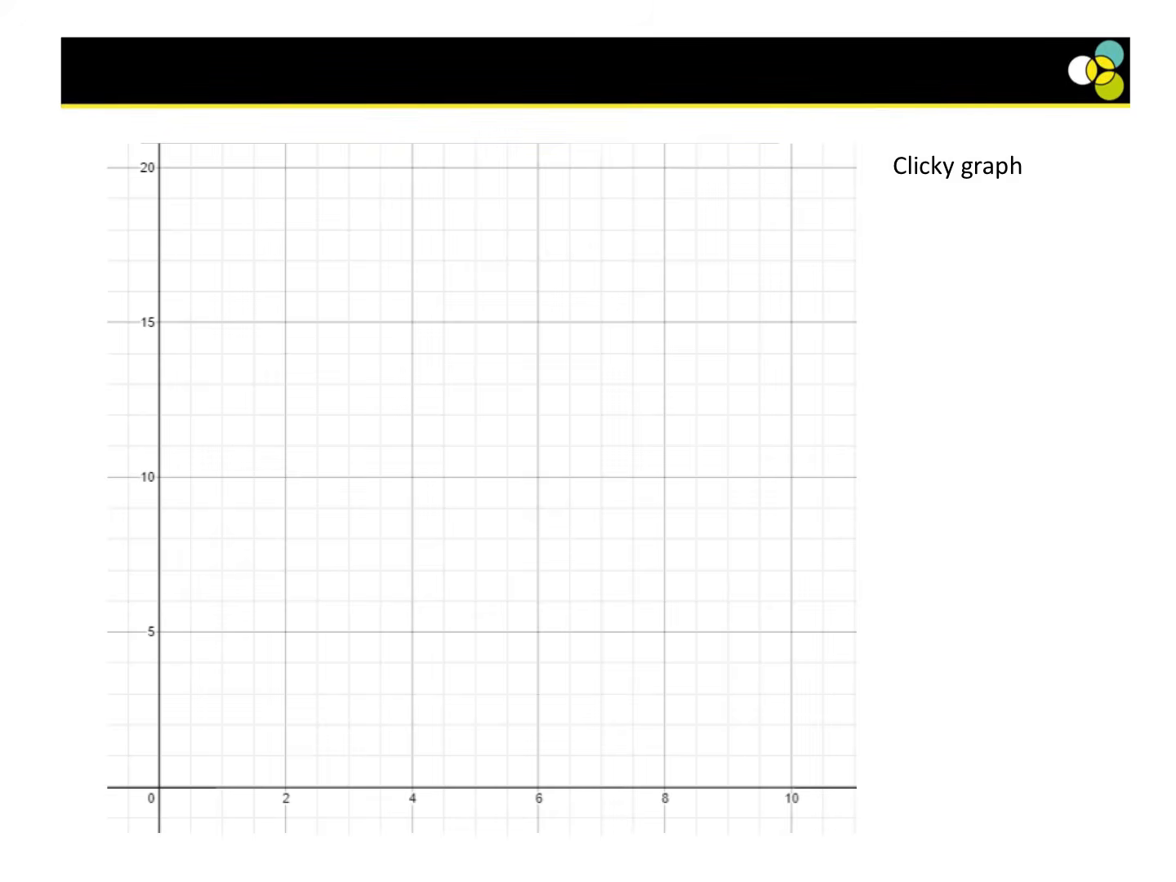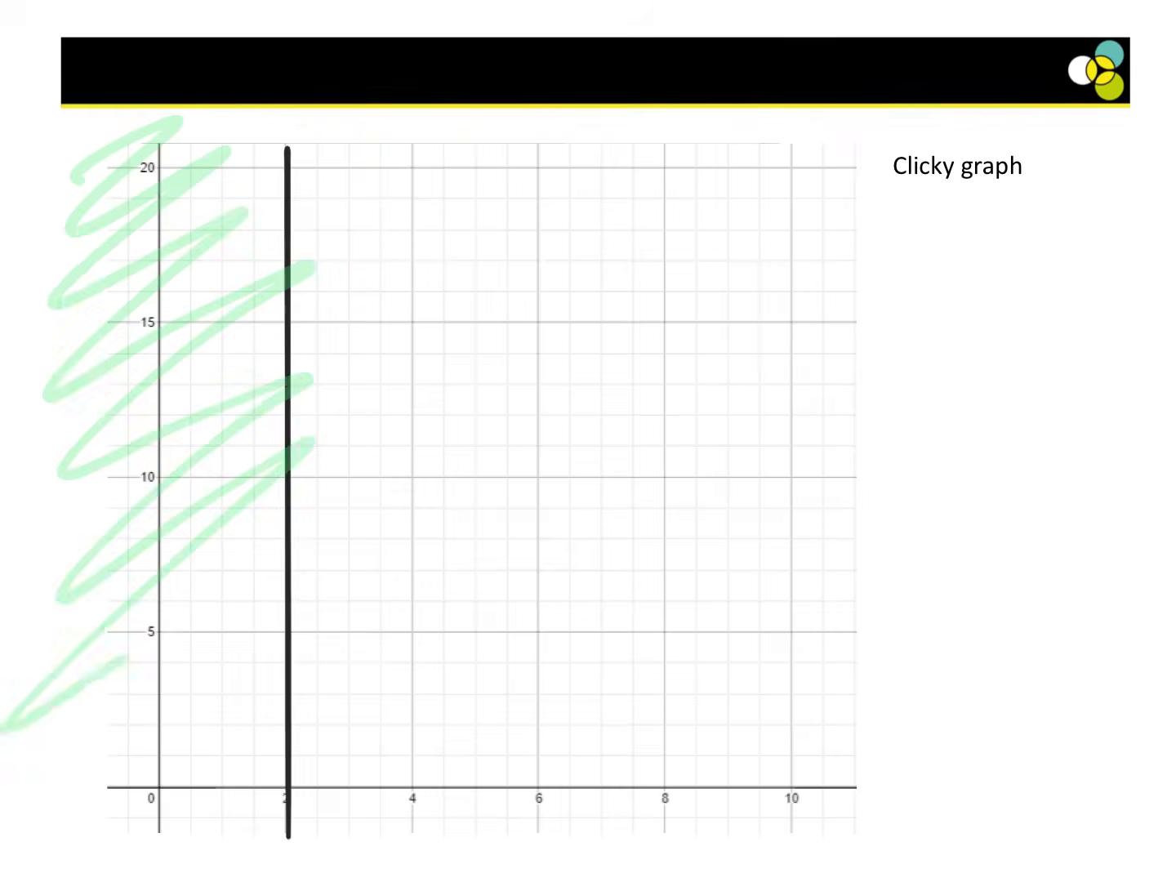Okay, x is greater than or equal to 2. Did you say greater than or equal to? Yeah. So we want above it. Where am I going to shade? Well, we don't want... Okay, what was the next one?